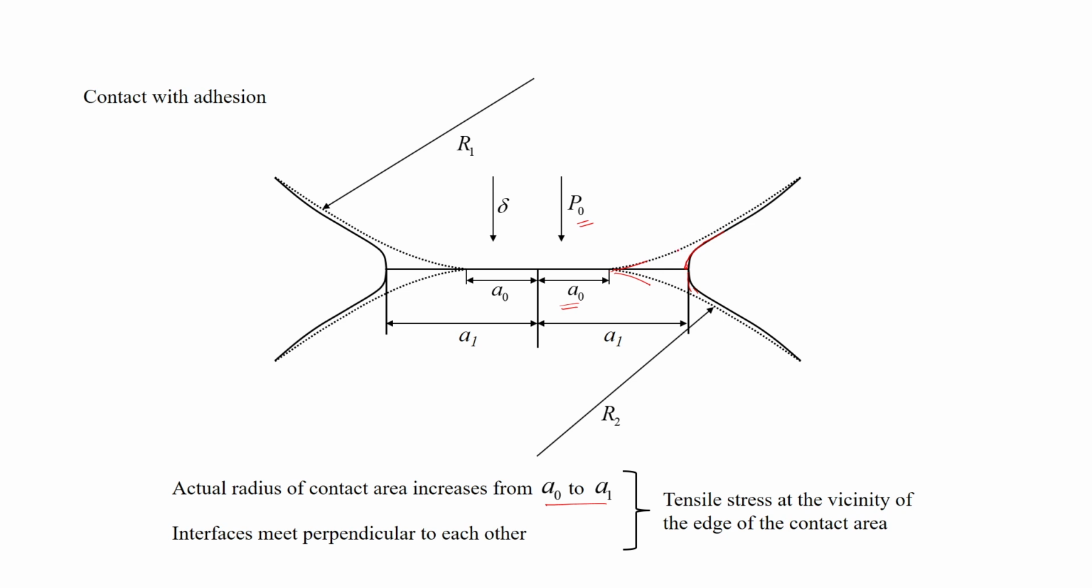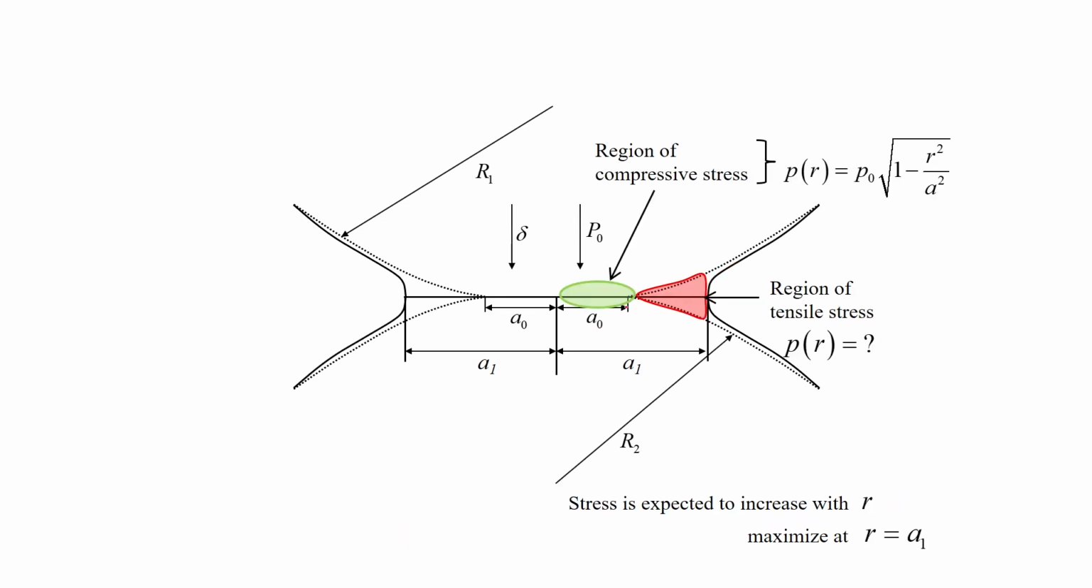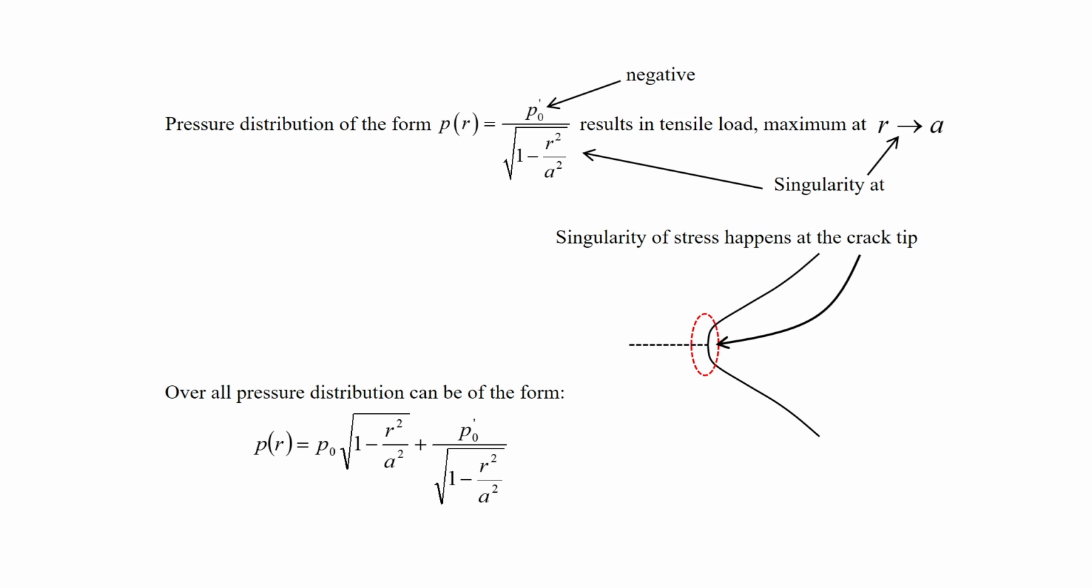Since there is attraction between them, a tensile stress develops in the vicinity of the edge of the contact area in this region. Here there is compressive stress within this region and tensile stress in this region, and therefore we consider in this region the pressure distribution with 1 minus the square root of 1 minus r square by a square, and in this region we consider the pressure distribution as P0 dash, and here it is 1 minus r square by a square, root of 1, at the denominator now. That is the way the pressure distribution occurs.